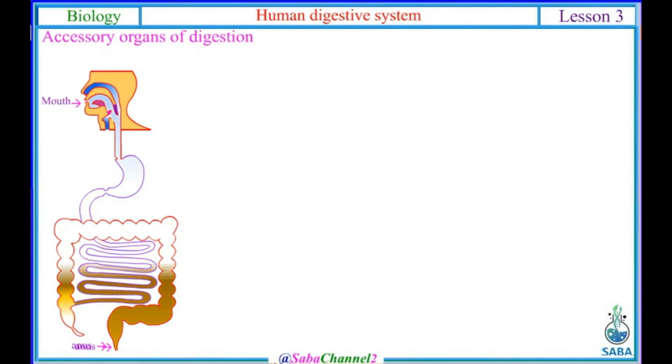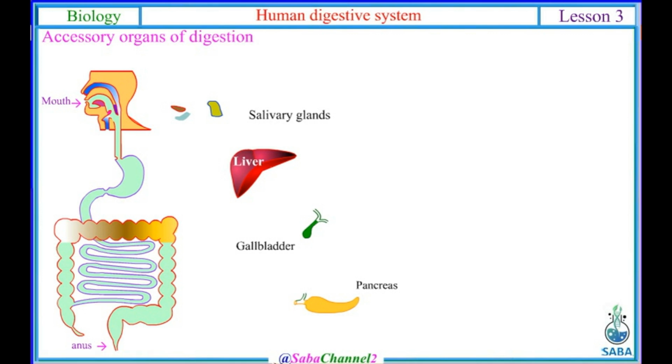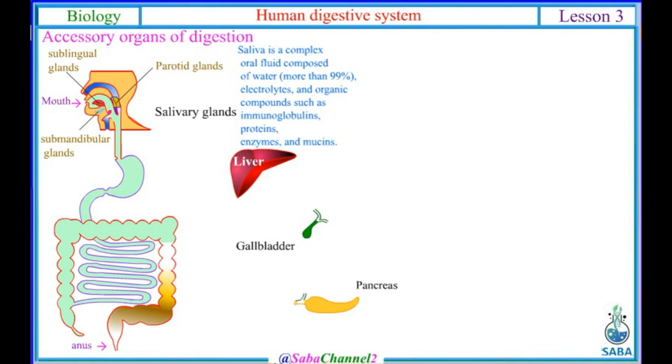The accessory organs of digestion include the salivary glands, liver, pancreas, and gallbladder. These organs help with the digestion of food and support digestion by producing or storing substances that help to process food. Saliva is a complex oral fluid composed of water, more than 99%, electrolytes, and organic compounds such as immunoglobulin, protein, enzyme, and mucin.